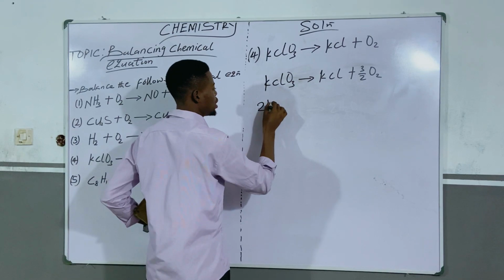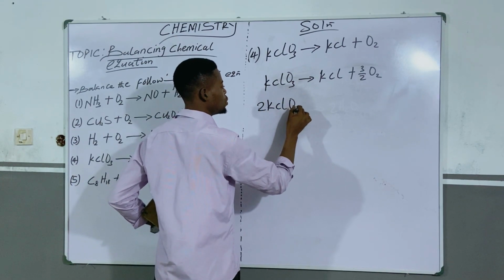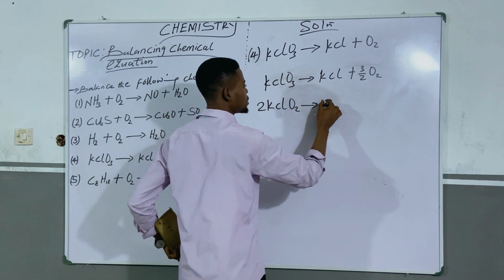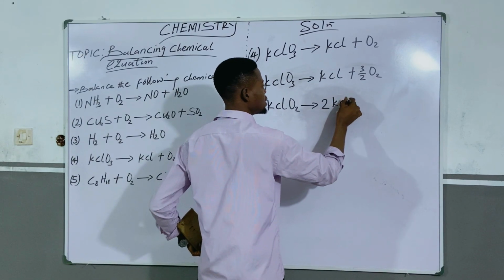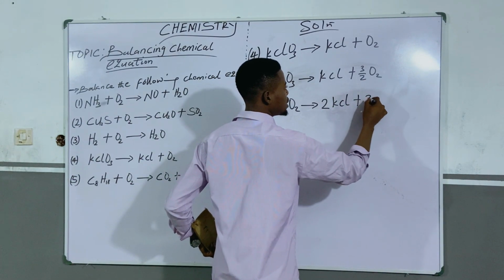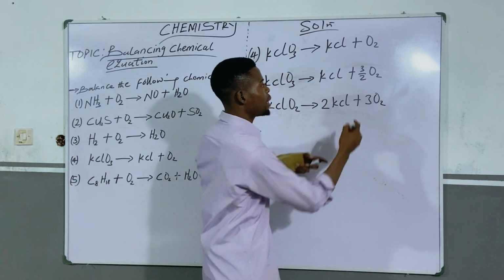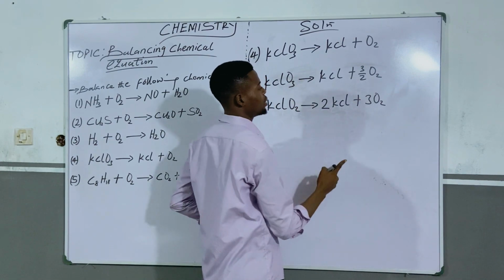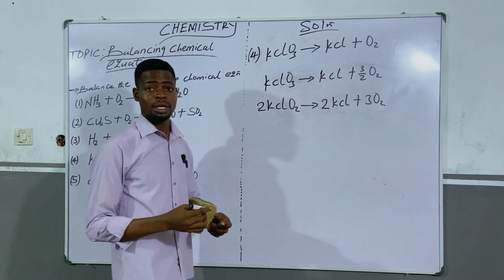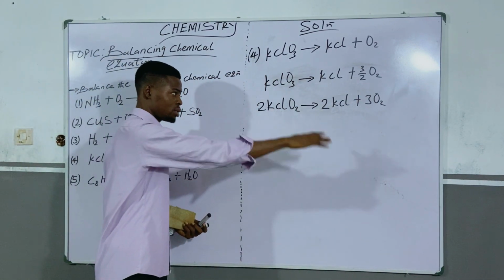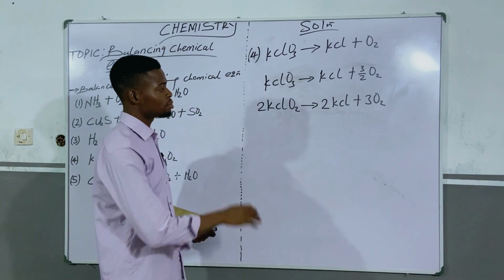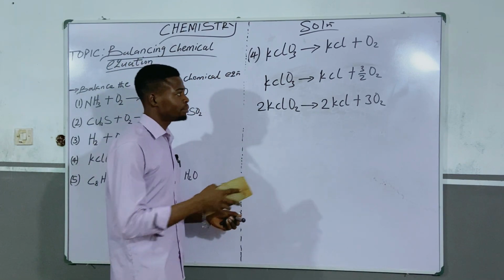So we have 2KClO3 to give us 2KCl plus 3O2. If you multiply the whole of this by 2, you are having 3. And that is the balanced chemical equation. If you check, do your normal atomic count, the equation is balanced.